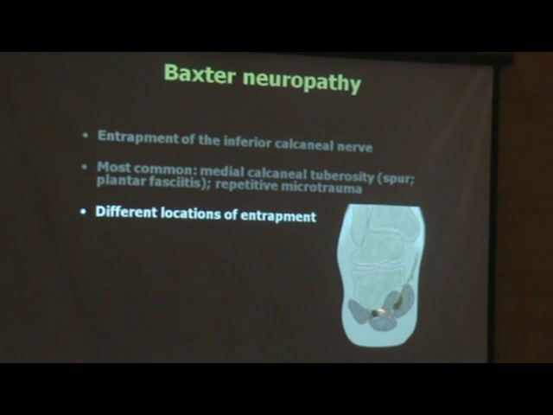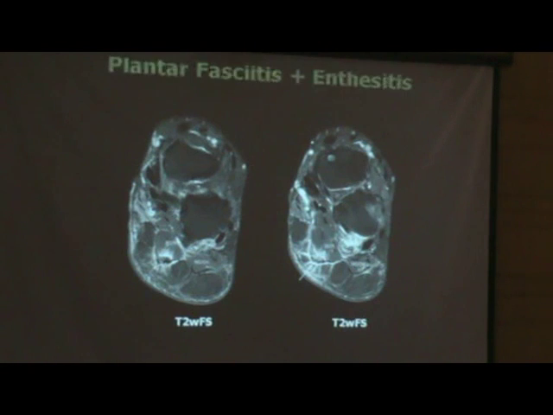And here is the main site of entrapment of the inferior calcaneal nerve, which is the inferior aspect of the posterior calcaneal tuberosity. So plantar fasciitis and enthesitis causing inflammation at the plantar aspect of the foot may potentially involve the inferior calcaneal nerve, leading to Baxter neuropathy. This is a case of, going back to the inflammatory arthritis we talked about in the previous slide, reactive arthritis with a lot of enthesitis going on around the ankle and around the foot.